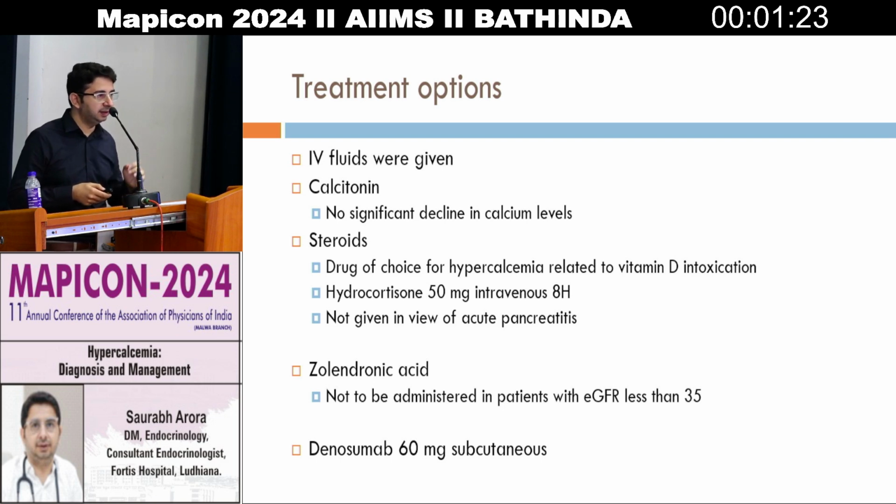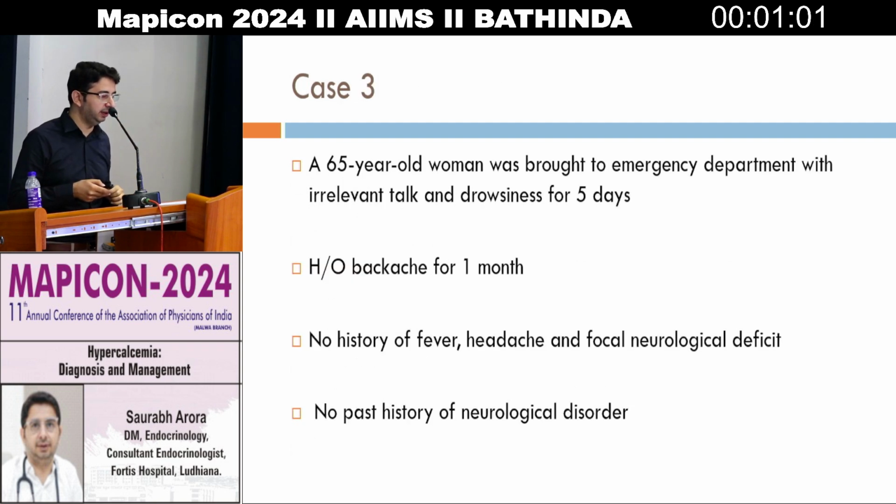But this patient was having acute pancreatitis. So steroids were relatively contraindicated, not absolutely. It is a gray area whether to give steroids in such cases or not. But in this patient, we gave denosumab to be on the safer side, and because zoledronic acid could not be administered as eGFR was less than 35. So denosumab 60 milligram subcutaneous was given and calcium level normalized on the 4th day in this patient.